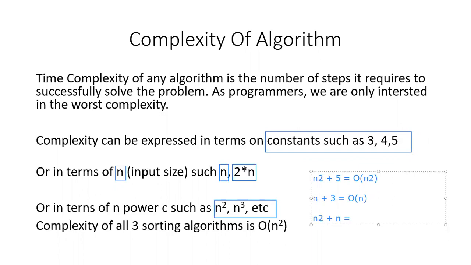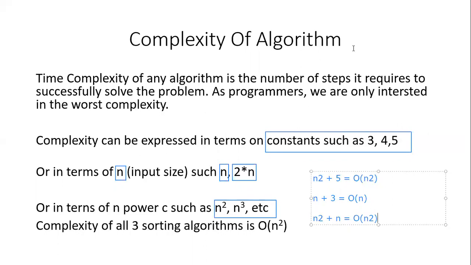The last is n square plus n. When the value of n increases, the increment in n square will be much, much larger than n. So hence the big O complexity will be O(n square). So what we conclude, in representing the complexity in terms of big O notation, we pick up the element with the highest power. So what is the complexity of the 3 algorithms that we have done?